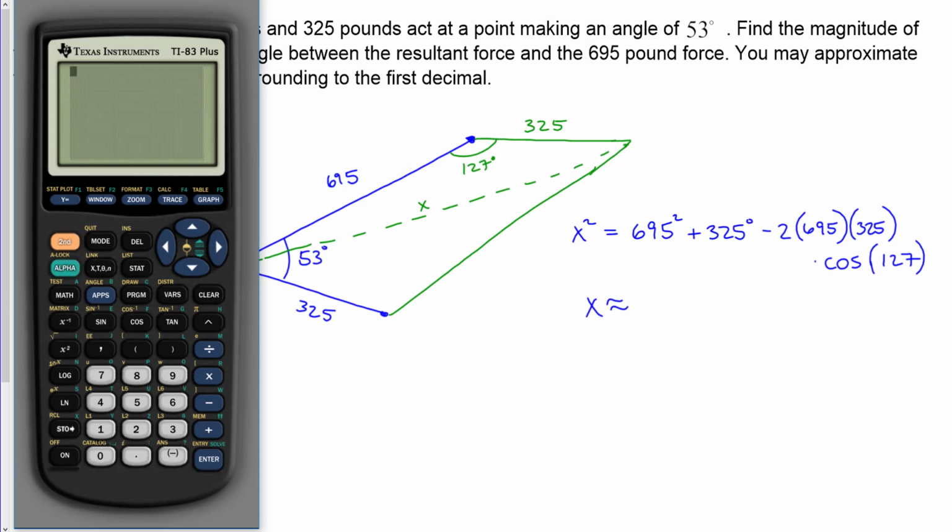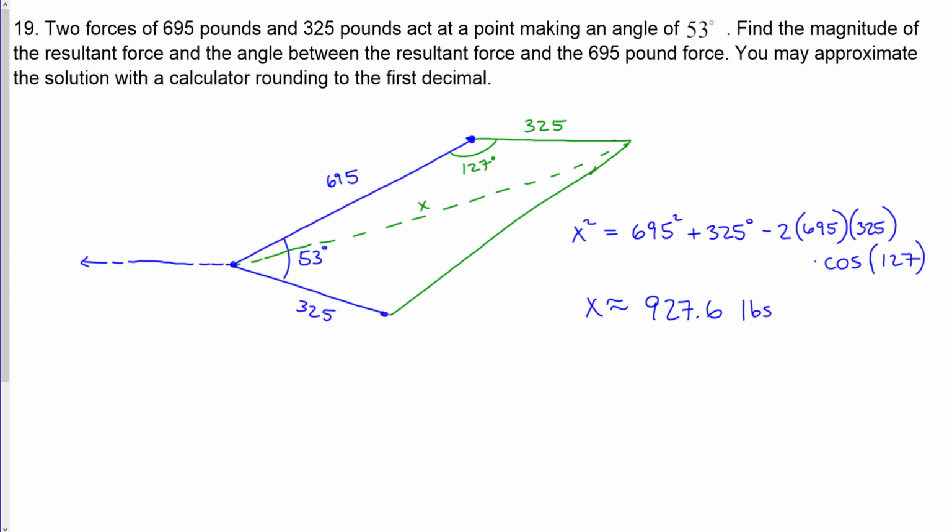Okay, so here's my calculator. So 695 squared plus 325 squared minus 2 times 695 times 325 times the cosine of 127 gives me a large number, but remember it's the square of my answer, so I need to take the square root of that, and that results in 927.6. And this was in pounds.